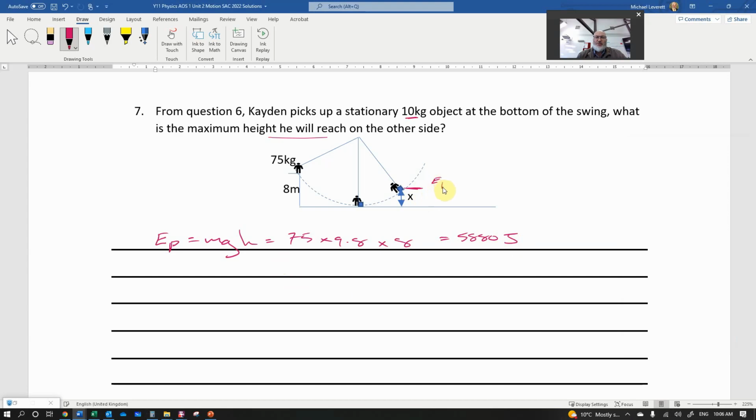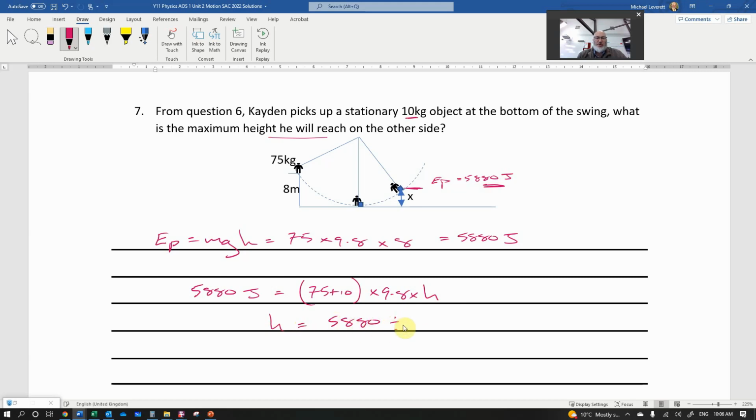So when he swings back up to this height, he's going to have the same amount of energy, 5,880, but he's now actually 10 kilos heavier. So that 5,880 joules of energy that he had is now going to be 75 plus 10 times by 9.8, because gravity's not going to change, but he's not going to go up as high.